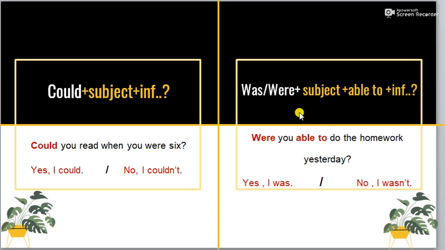On the other side, we use was or were at the beginning before the subject. Was, were, the subject plus able to plus the infinitive. For example, were you able to do the homework yesterday? The answer, yes, I was, or no, I wasn't.